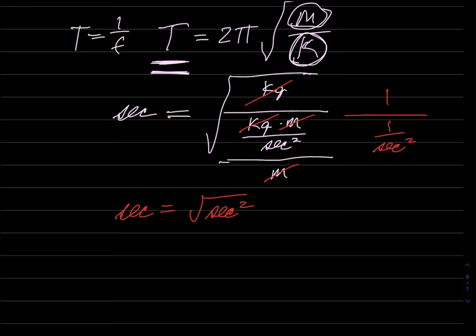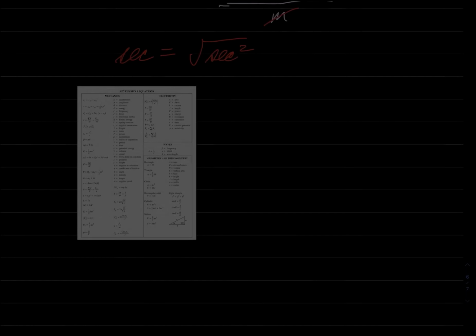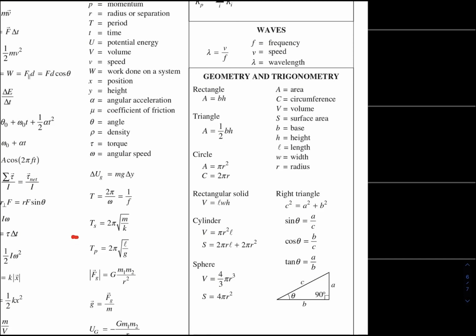Oh, and let's go find that on the formula sheet for the AP exam, shall we? Here's our formula sheet, and there it is. The period of oscillation for a spring is 2 pi times the square root of mass over spring constant.